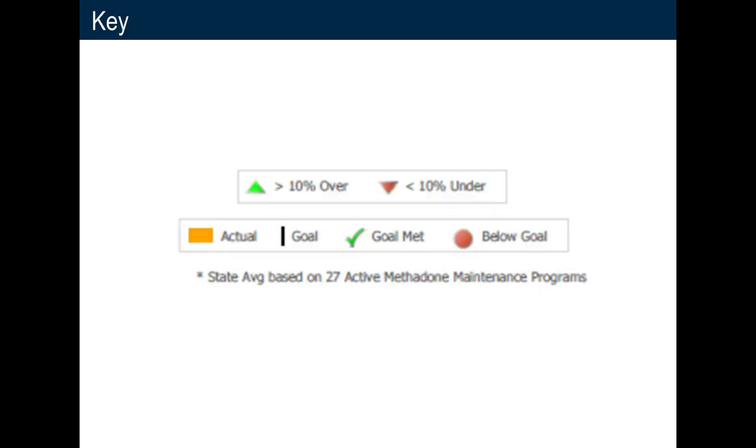So let me just go to the key. The gold bars represent the actual reported values. We have vertical black lines that indicate the goal. Green check marks denote that a goal was met. A red dot indicates that a goal was not met. We have arrows denoting variances of 10% or more.